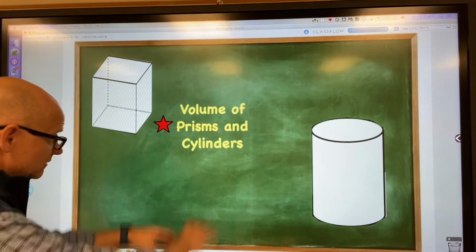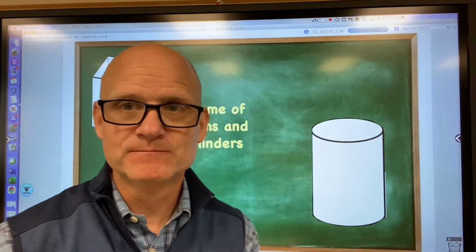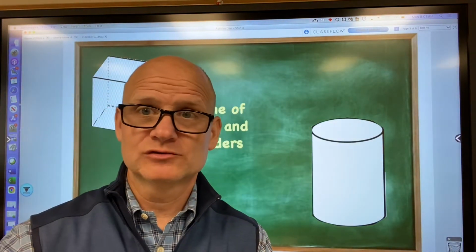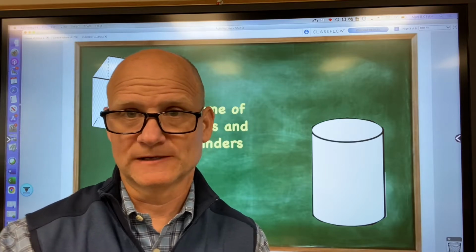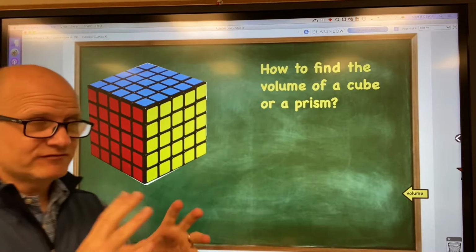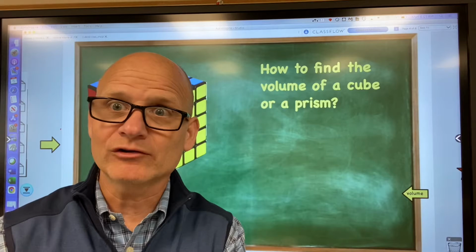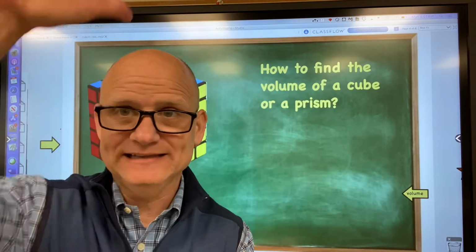All right, so we're gonna work on how to find the volume of prisms and cylinders, okay? The good news is, finding the volume of a three-dimensional shape is easier than finding the surface area of a three-dimensional shape. All you have to understand is when you want to find the volume of a cube or prism, you just want to know the area of its base, and then you times by its height.